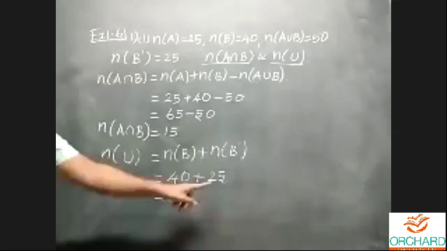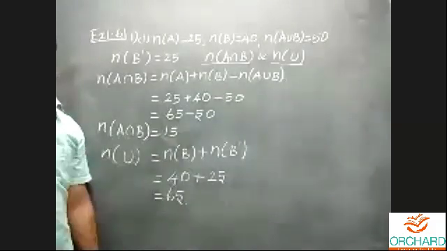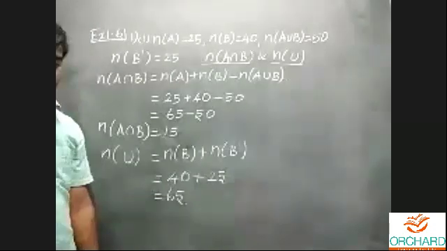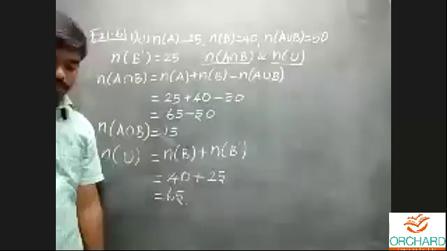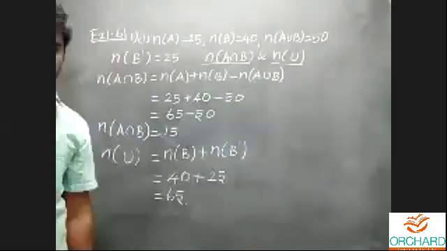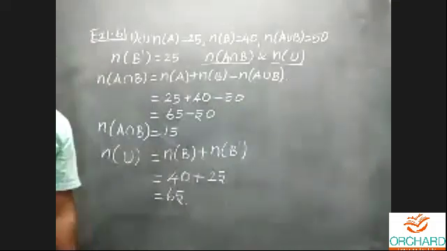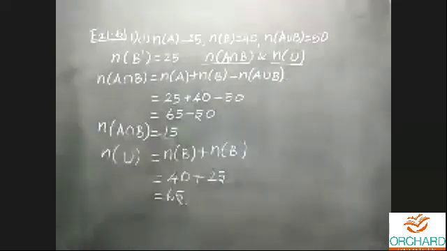They will ask two questions: N of A intersection B and N of U, the number of elements in the universal set. Okay, once you have finished, try to complete the second problem. First one, second subdivision.